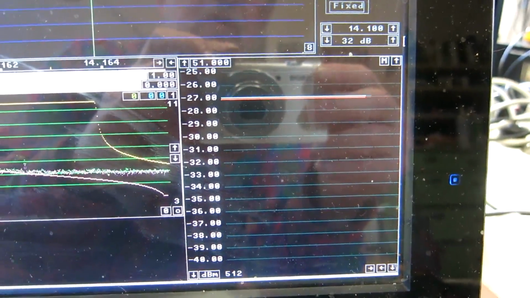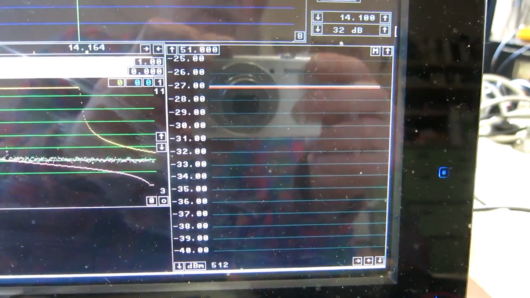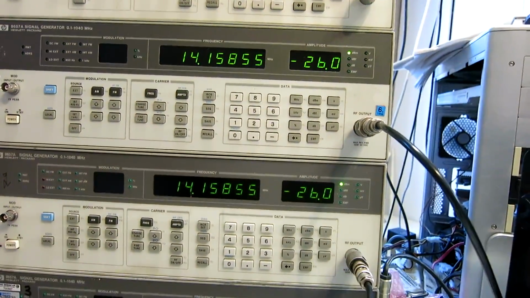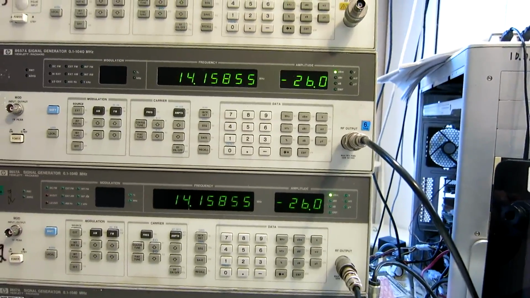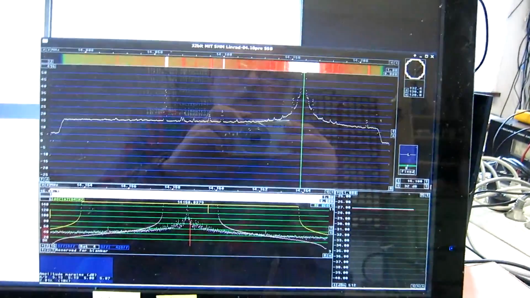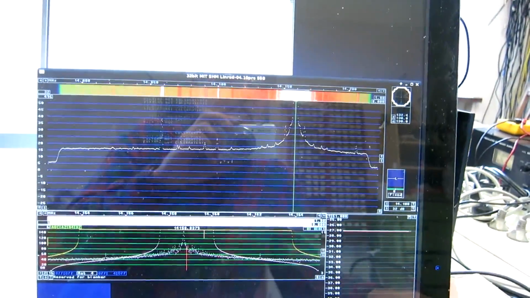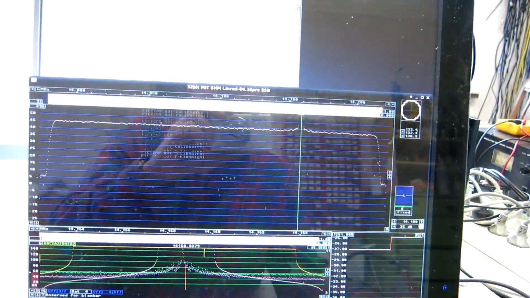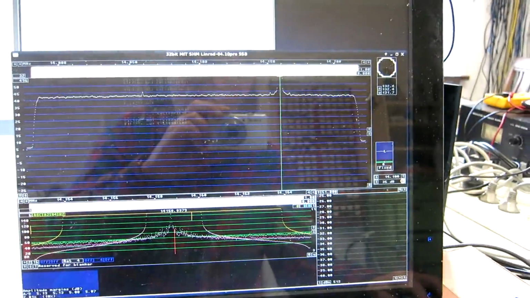Here we read 27 dB on the S meter, but the generators show 26 dB, which means we have the point of 1 dB compression. It is not saturation in the AD converter. If I increase gain here, you see what happens when the AD is saturated.